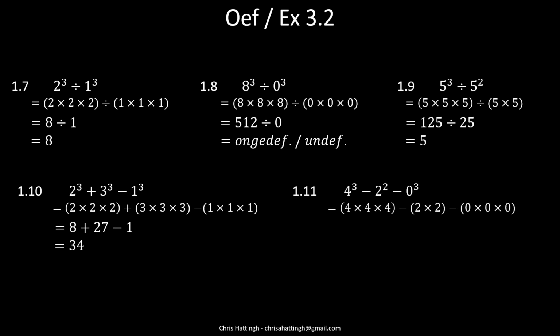Number 11, 4 times 4 times 4 minus 2 times 2 minus 0 times 0 times 0. So it's 64 minus 4 minus 0. That gives you 60.